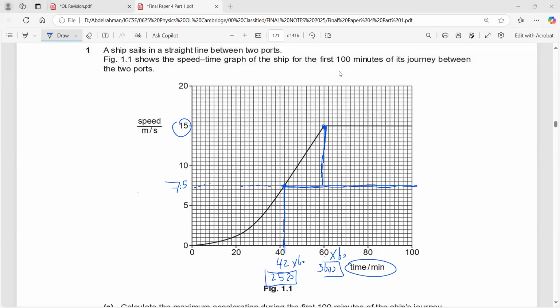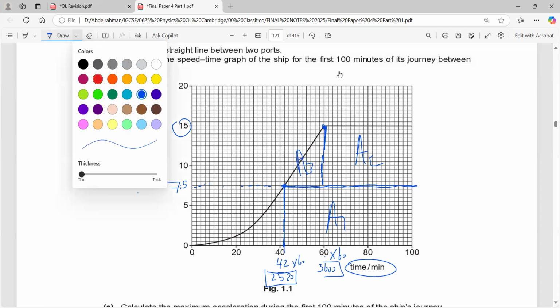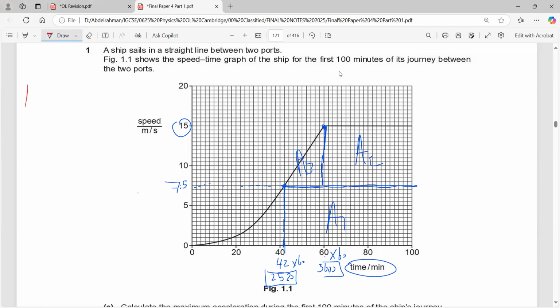Let's find these areas. We have A1, A2, and A3. Let me write them down to make life easier. A1 is a rectangle, so it's length times width. The length is from 100 to 42, that is 58. So that's 58 times 7.5. That's area 1.